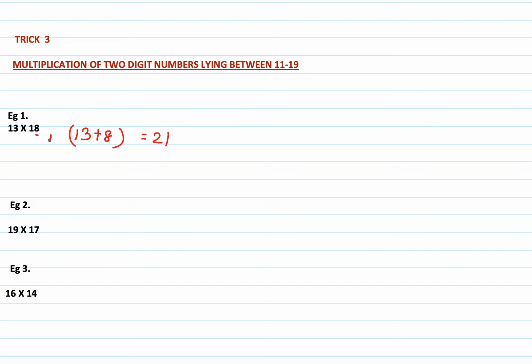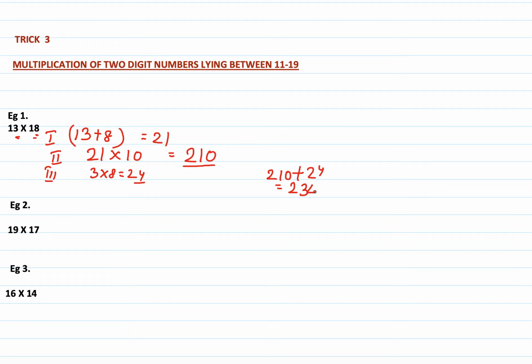This is step number 1. In step number 2, what will you do? You will multiply the sum by 10. Why? Because it is a two-digit number. So your answer is 210. Now the third step is to multiply the unit digits of both the numbers. What is the unit digit here? 3 into 8, 24. Add this and this. So 210 plus 24, your answer will be 234.